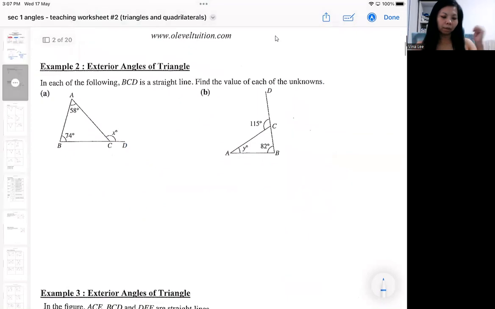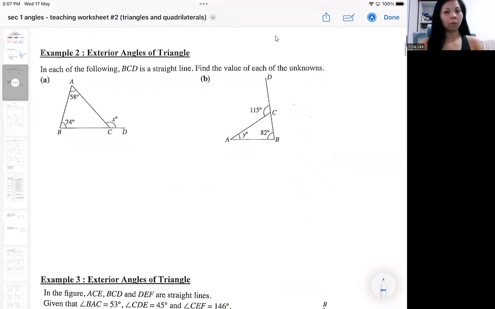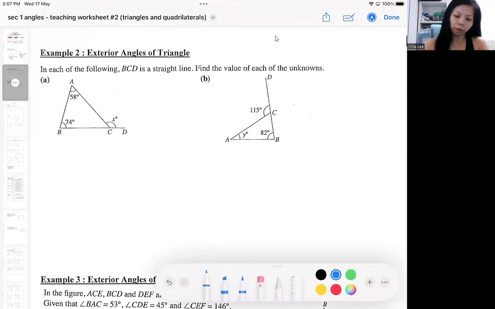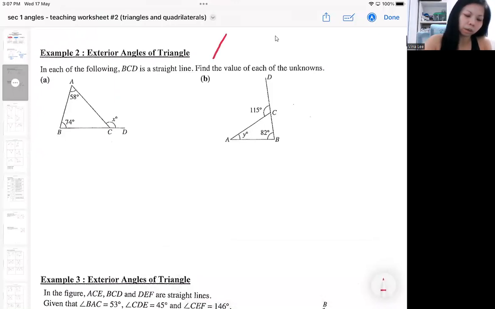If you go to the next example, this is the exterior angle. So not all the students are very okay with this property. But if you are okay with this property, it will actually cut short some working. So what do we mean by exterior angles of a triangle? So, I'm going to draw you a triangle first. So the exterior angle, that means there is one angle that's outside the triangle. So this angle that's outside the triangle is actually the sum of the opposite two.